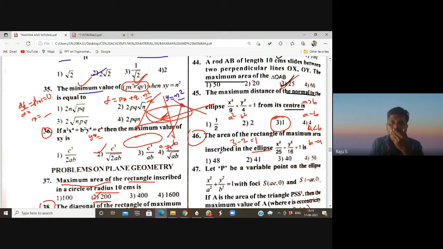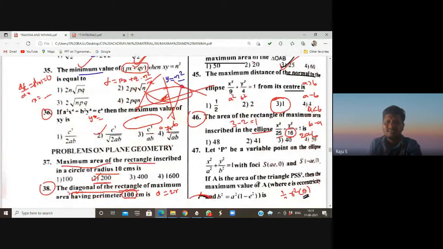Anyhow, here the formula is, what is the formula for 46? 2AB. That's all, 2AB is the formula here. So what is A? A is 5. What is B? 4. Because A square is 25, A value is 5, B square is 16. You can use the 2AB formula.